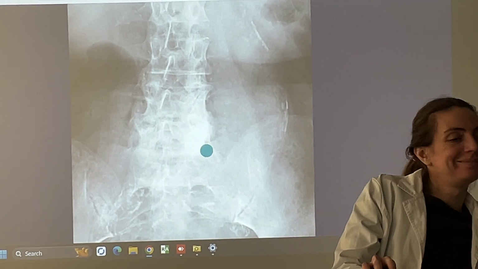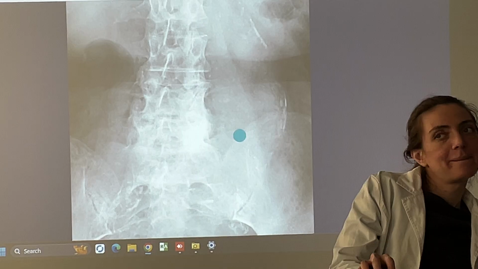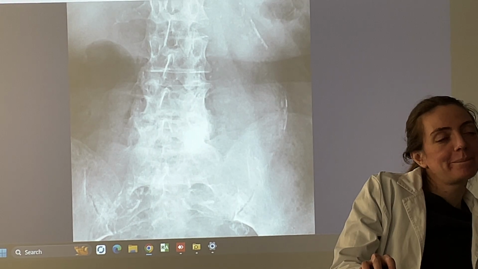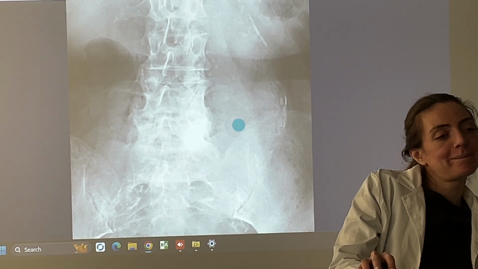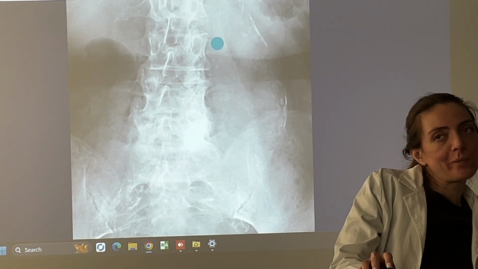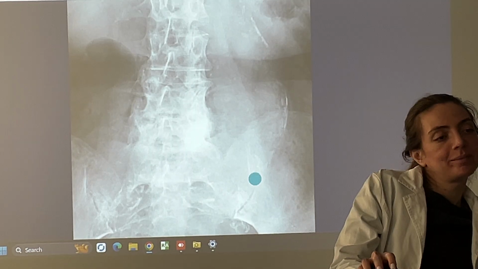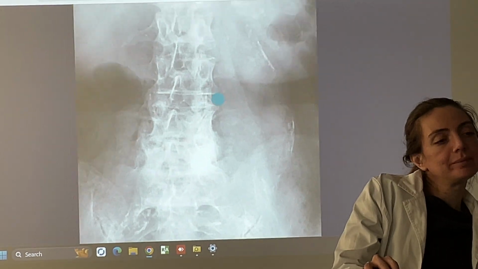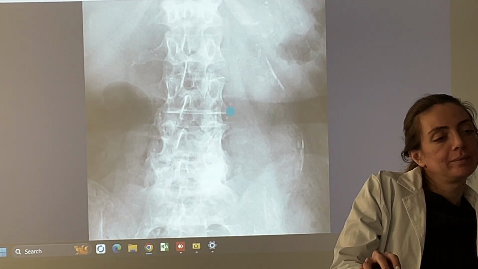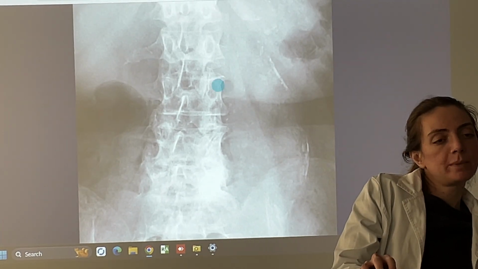Internal iliac veins. Lumbar. It's not a vessel. The aorta splits down. Ureter, these are veins. Psoas muscles.